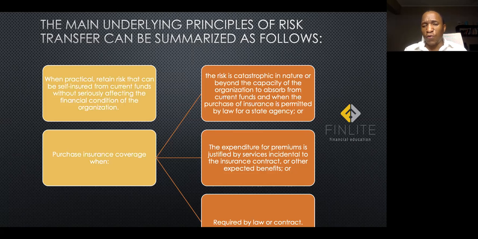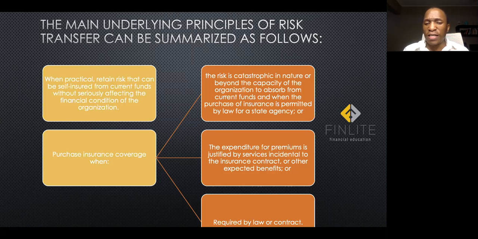And when the purchase of insurance is permitted by law for a state agency or whatever, so that if it is permitted or it is required that, for instance, organizations take insurance on behalf of certain employees that work certain kinds of risk jobs or that are exposed to risk, then the company has to definitely take some kind of insurance for that.